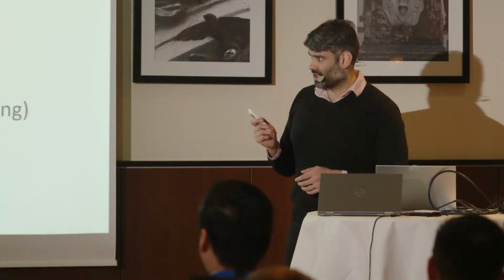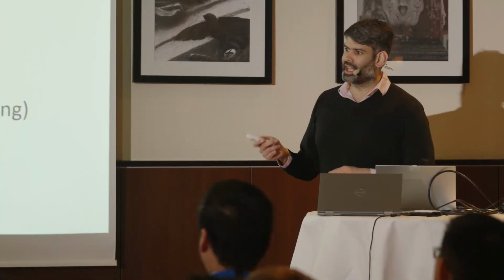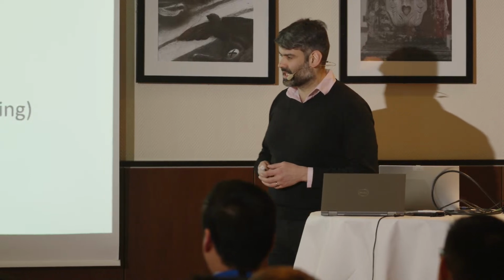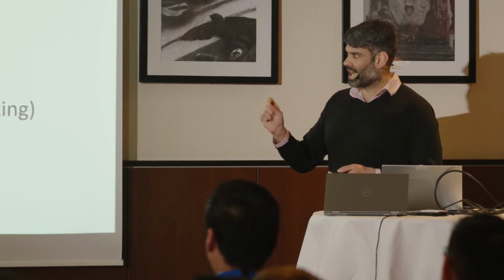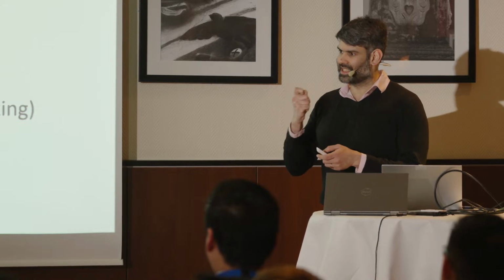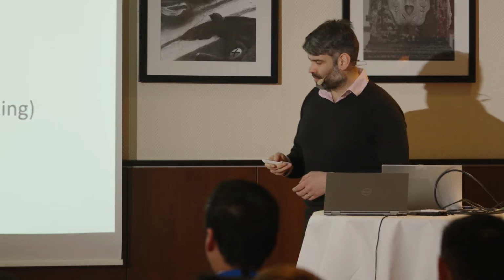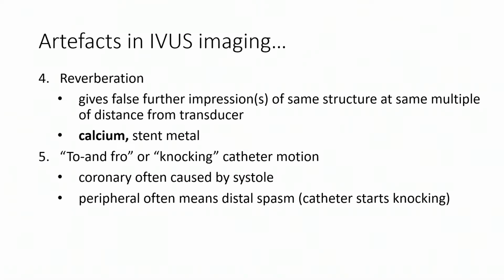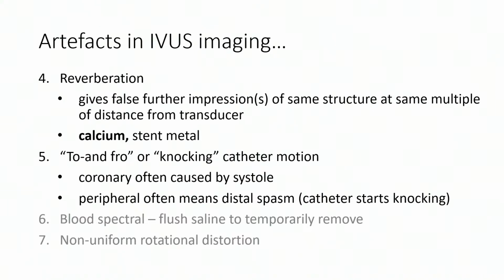And then finally, it's not really an artifact, but I put it here as another thing that you can see. In peripherals, if you see the catheter starting to knock with every systolic beat, you feel like it's hitting against something, with the picture that you get a sort of dunk, dunk, dunk like this. In coronary, that's just systole because you're right next to the heart. In peripheral, usually it means that you've got distal spasm and the catheter will start knocking. You can't feel it knock, but you can see it on the screen. So if you start to see that happen, immediately check your distal circulation because you've probably got spasm.